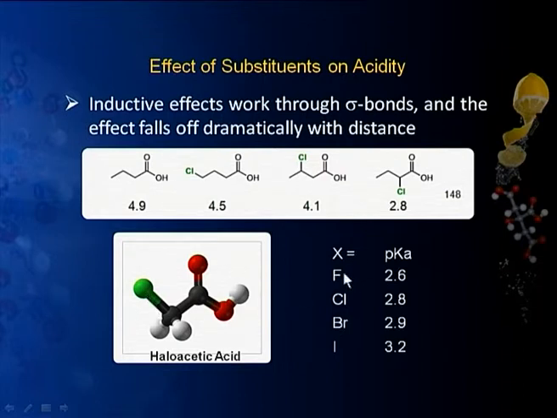When this halogen is fluorine, which has the maximum electronegativity, means maximum electron withdrawing influence, it shows a pKa of 2.6. When it is substituted by chlorine, the pKa is 2.8. When it is bromine, it is 2.9, and when it is iodine, it is 3.2. We find that iodine has the minimum electronegativity amongst these halogens. So, iodoacetic acid is the weakest acid among these acids.